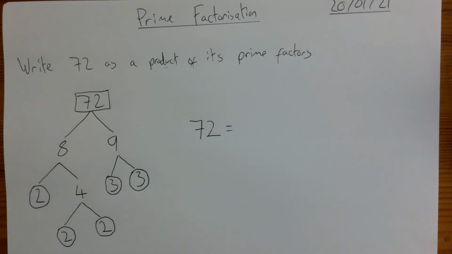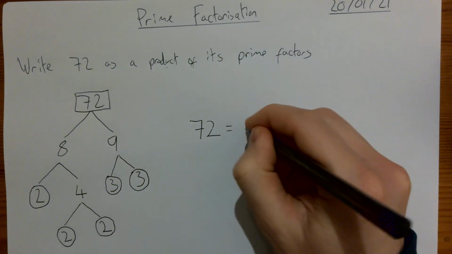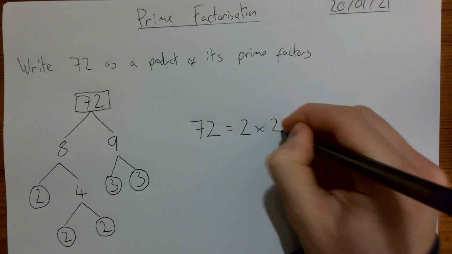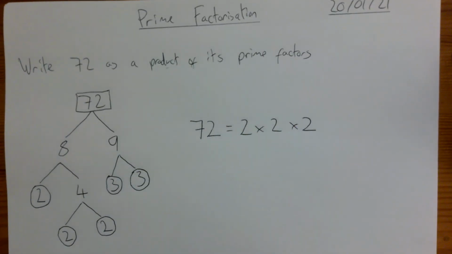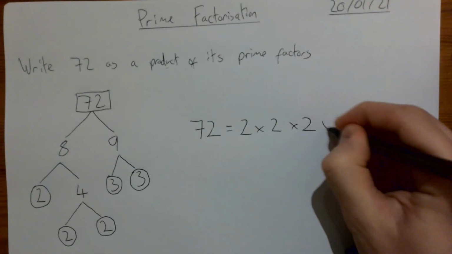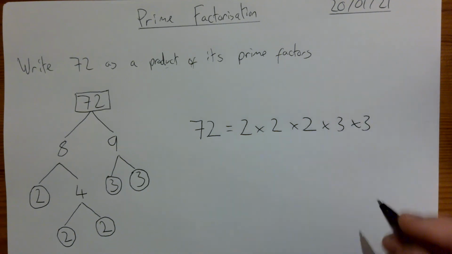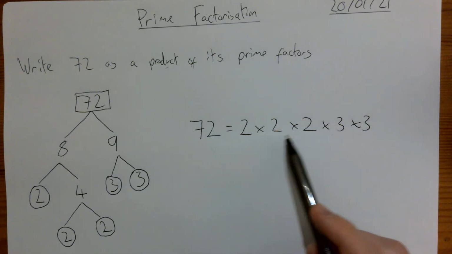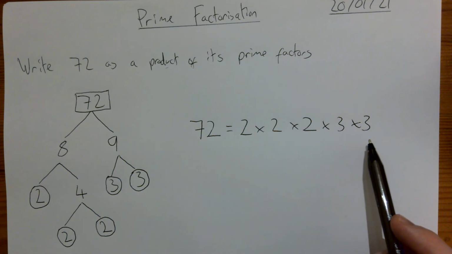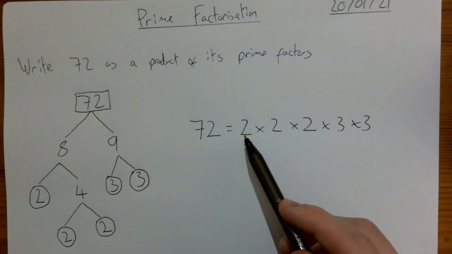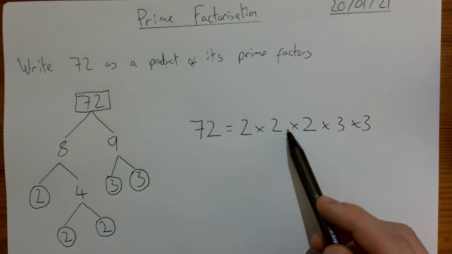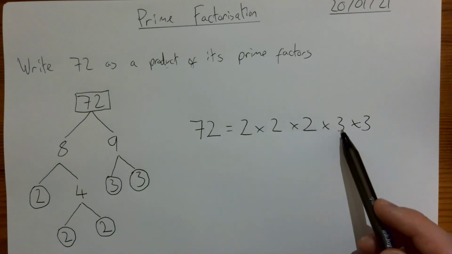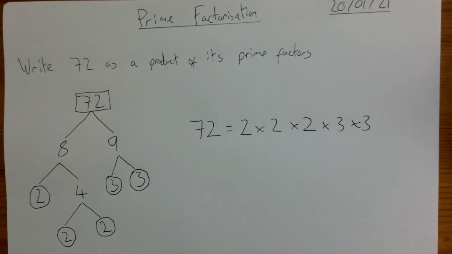Really important though, I count each one individually if they double up, because otherwise that will give me a different number. So I've got 2, 2 and 2, so 72 equals 2 times 2 times 2, and I've got a 3 and a 3, times 3 times 3. And if we do this right, we should notice that all of these numbers are prime, which they are, and that if I do the multiplication, 2 times 2 equals 4, times 2 equals 8, times 3 equals 24, times 3 equals 72, it gives me the number I was looking for.